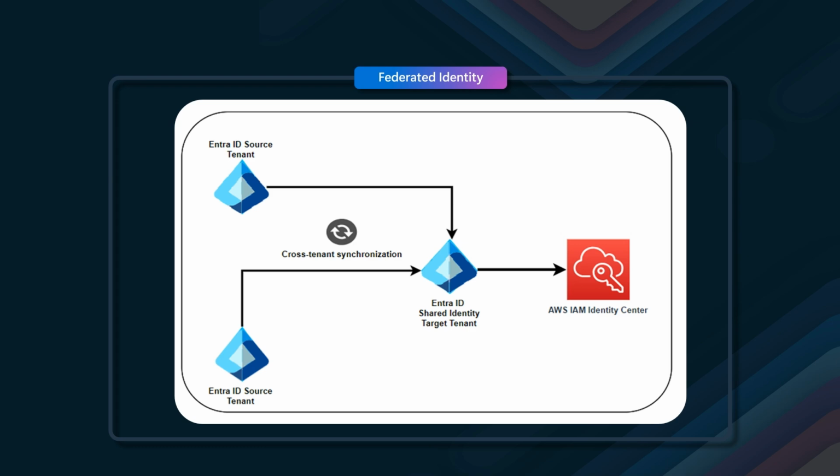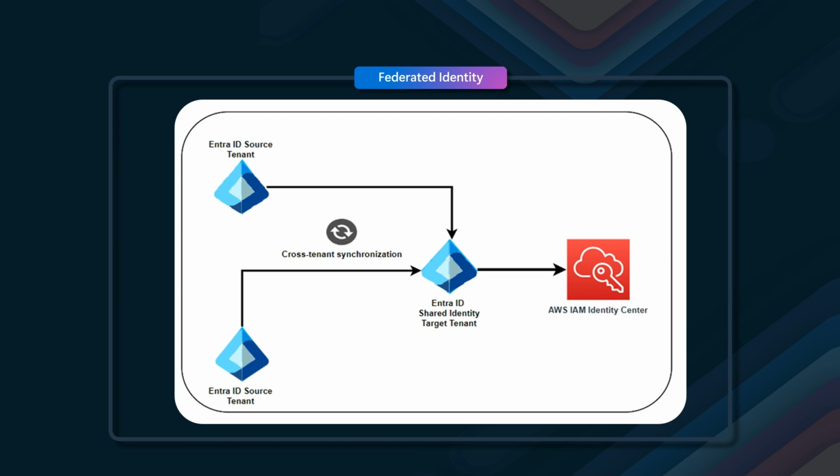This process, as depicted in the diagram, allows the tenant information to be shared into the shared identity target tenant. So the synchronized identity information from various source tenants is then consolidated into the Entra ID shared identity target tenant. This central repository of user identities is crucial for maintaining access and maintaining security.